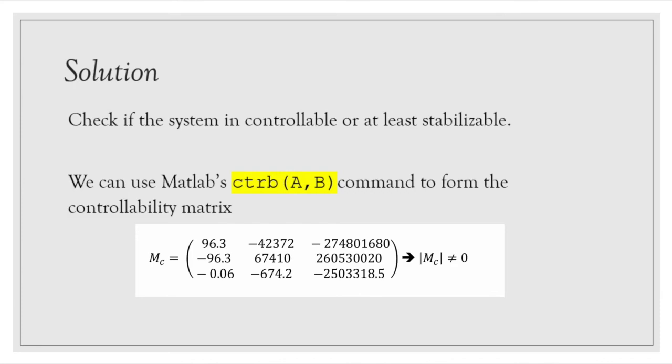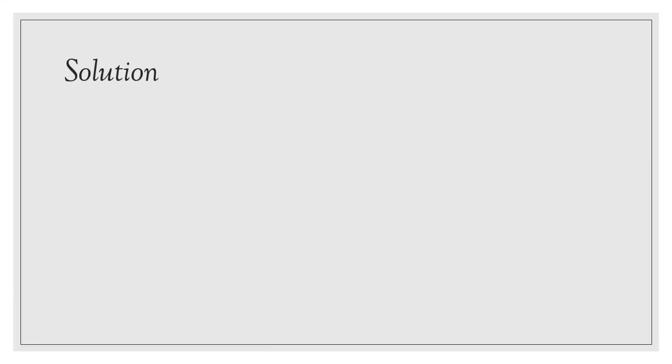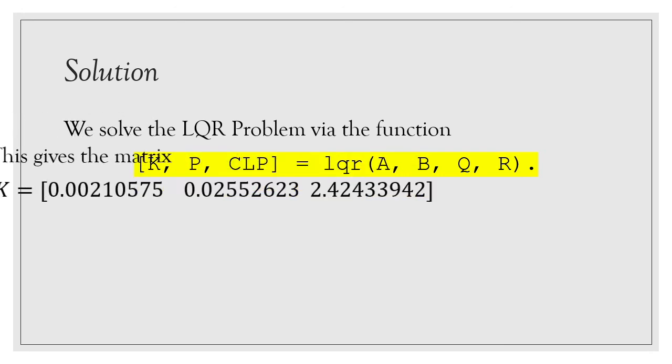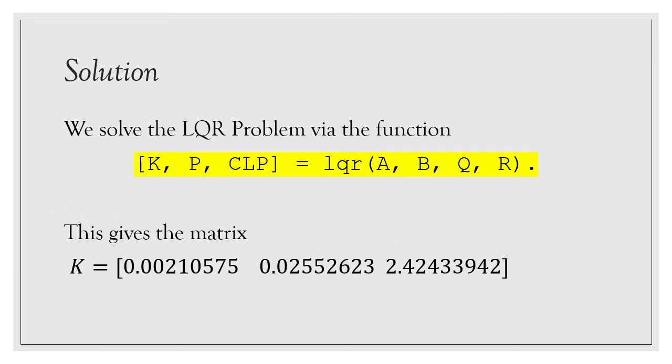Now that we know that the system is controllable, we can go ahead and solve the optimal control problem via the lqr command, which takes as inputs our matrices A, B, Q, and R, and it will output the optimal gain matrix K, the matrix P, the solution to the algebraic Riccati equation, and the closed loop poles of the system. This will tell us that the optimal gain matrix K that solves our optimal control problem is given by this matrix.